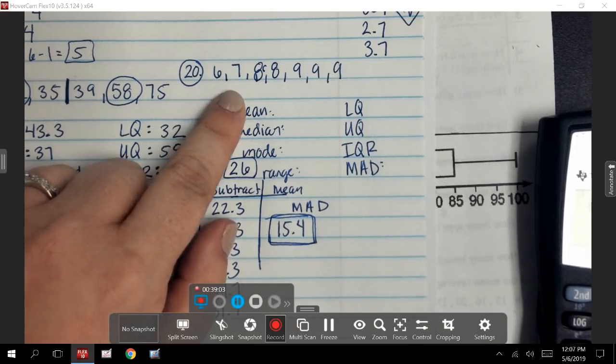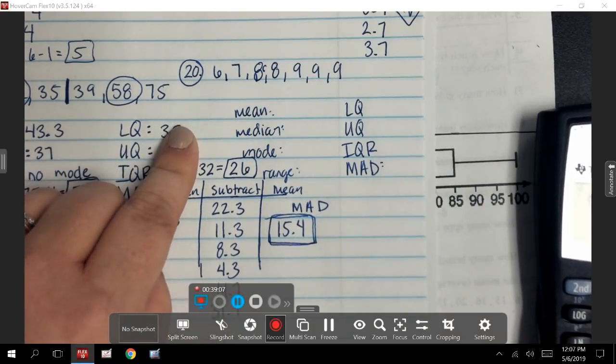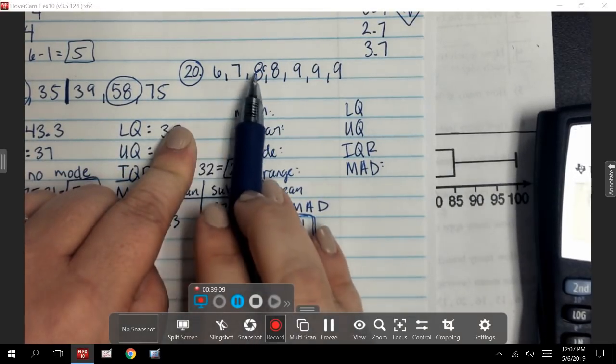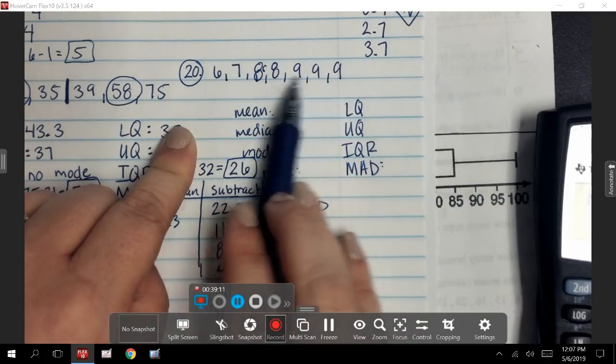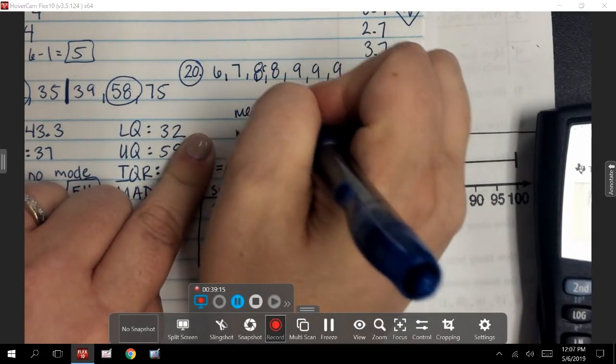Six plus seven plus eight plus eight plus nine plus nine plus nine. Then we're dividing that, 1, 2, 3, 4, 5, 6, 7, by 7. And I got 8 as my mean.